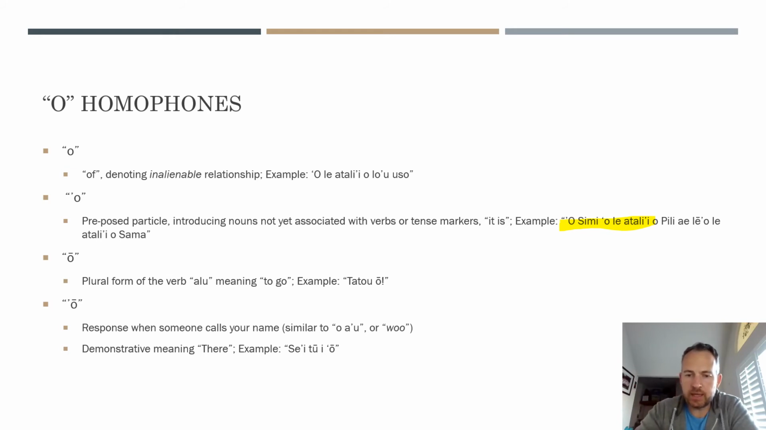Now, the O that I'm going to highlight in green is the 'of' O that we talked about above. So, osimi o le atali'i o pili means Jim is the son of Pili. Ai leo: ai is but, and leo is maybe a little bit more complicated, but basically it's the negative form of O. Instead of meaning it is, it means it is not. So, ai leo le atali'i o sama. Altogether, this sentence means Simi is the son of Pili, but not the son of Sama.